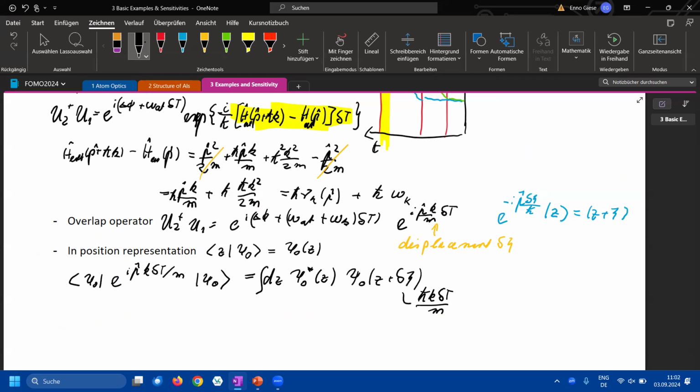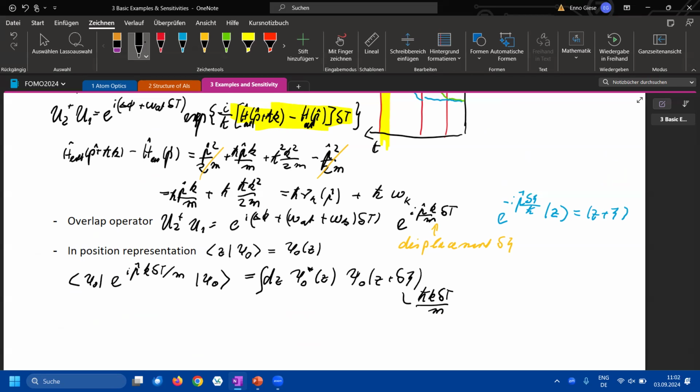Yes? But the point is, if this acts from the left, and that's what you would have to do, I introduced just the identity in between. It acts as a shift in positive direction, so it's correct. Okay, good.